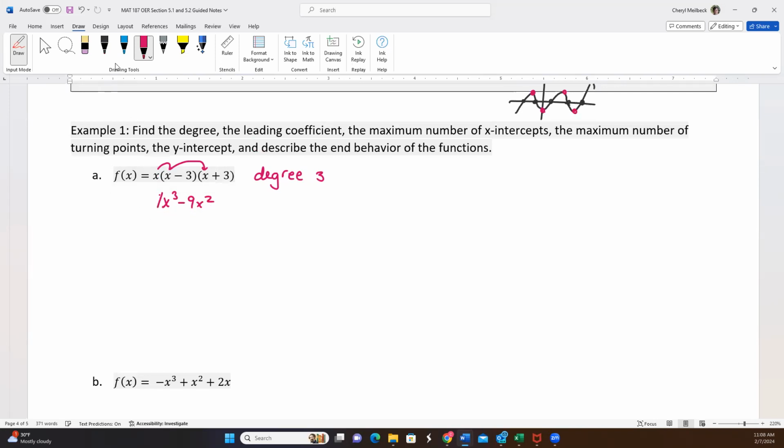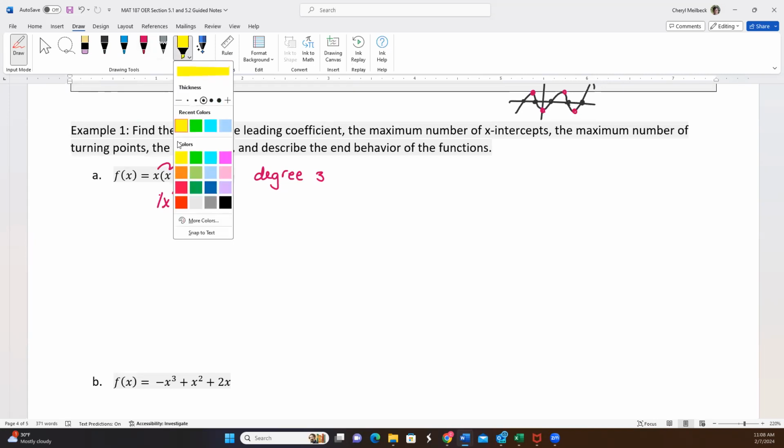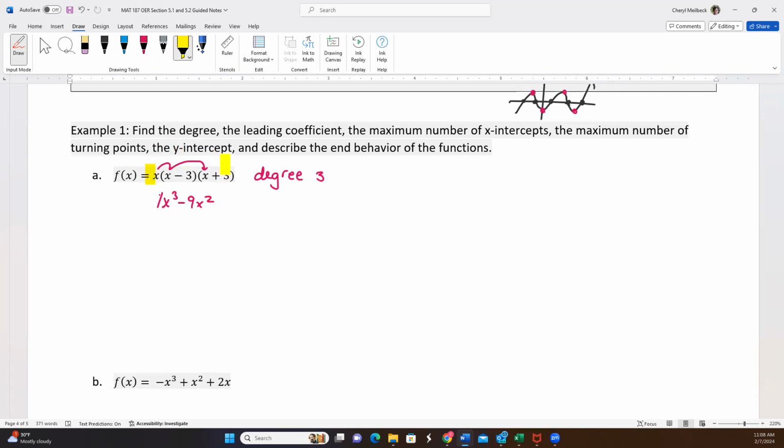Now we can see that here. Let's make this smaller. Because there's no coefficient on the x here, and none of these x's inside the parentheses have coefficients either, it's understood to be 1. So my lead coefficient is 1, which is positive.